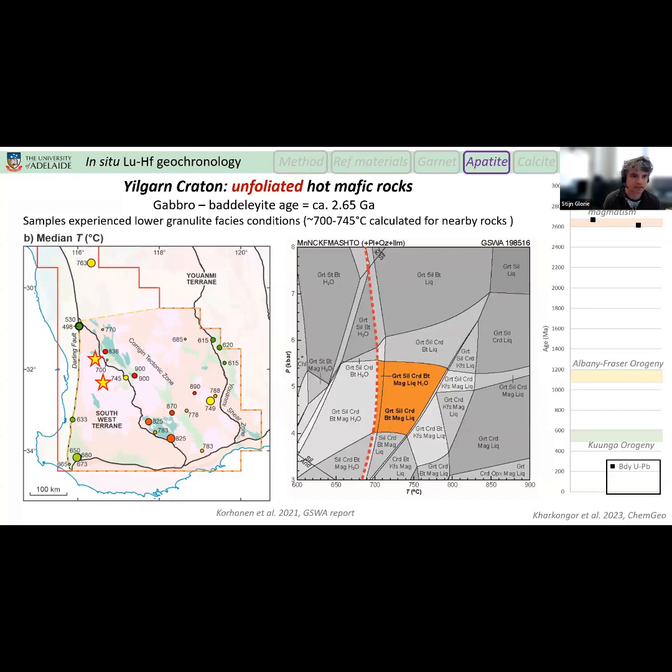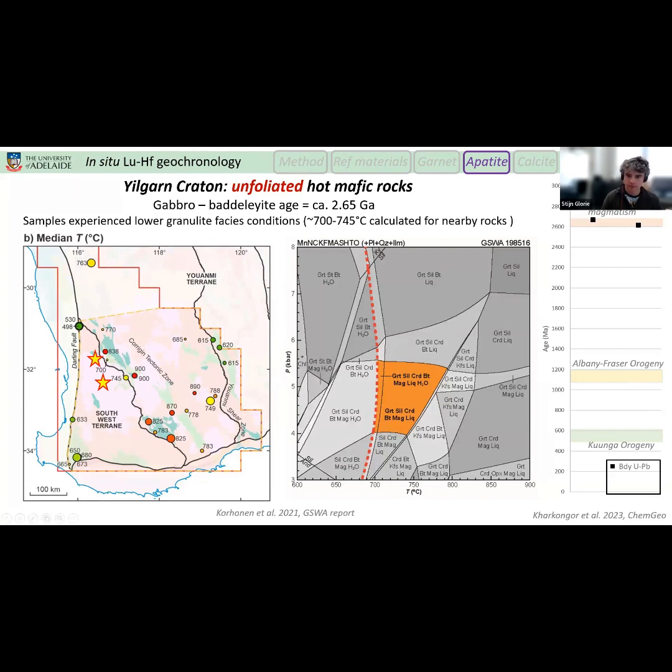And we know that these rocks have experienced lower granulite facies conditions. So temperatures between about 700 degrees and 745. So here's a P-T pseudosection, which shows which minerals are stable at that time, and temperatures from that can be calculated to be roughly around that bracket. So the rocks that we analyzed have seen metamorphism at those temperatures basically after they formed.